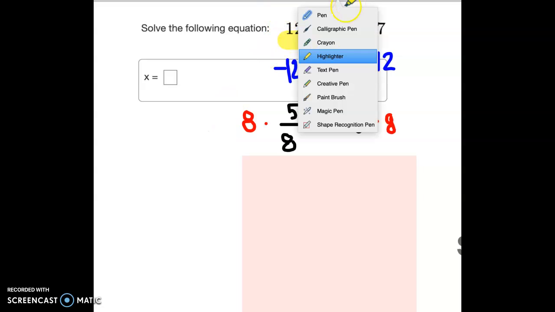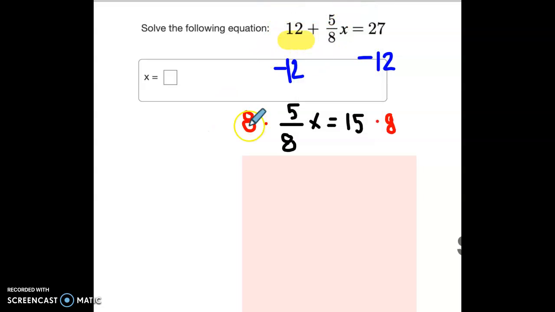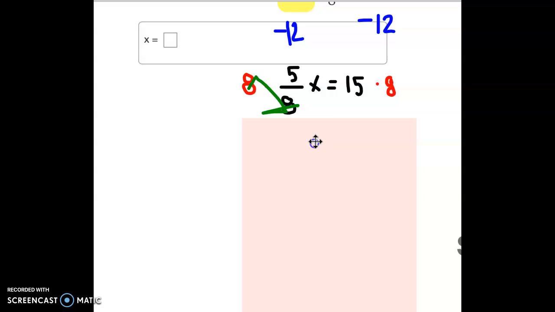When we do that, the whole point of doing this is to make a big 1 over here on the left. Any number divided by itself is just 1. So those 8s make a big 1, and they go away, they turn into a 1. So now we have 5x equals 120, because that's what 15 times 8 is. Again, for this 15 times 8, you have Desmos, you have a calculator, type that in there if you're not sure.